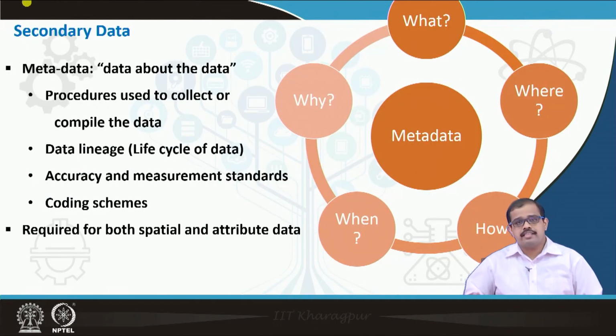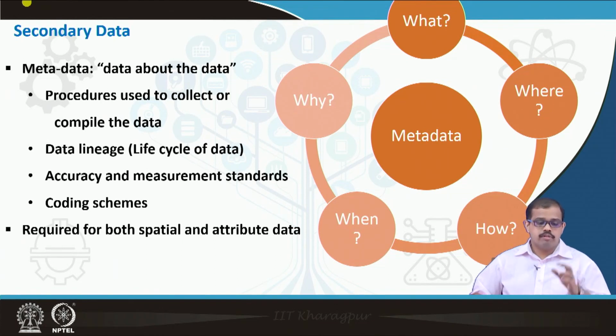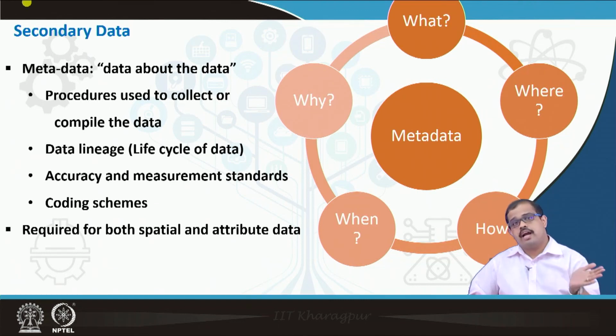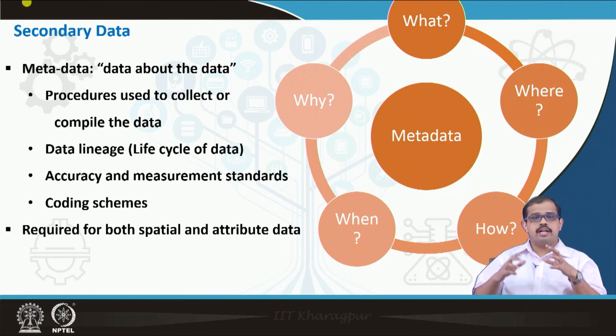When you look at secondary data, the first thing to look at is metadata. As I previously said, metadata is data about the data. First, what procedure was used to collect this particular data, whether sampling was used, and what kind of sampling. Then data lineage, for example the life cycle of that data: how it started, how it has been converted into different forms, and what the way of representation is now. You should know that.